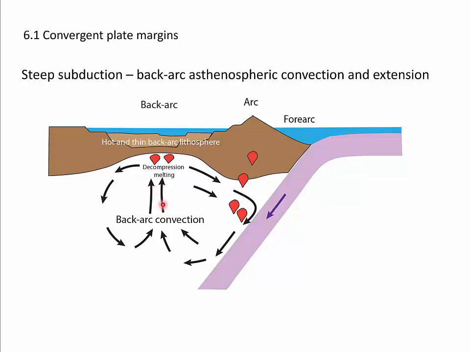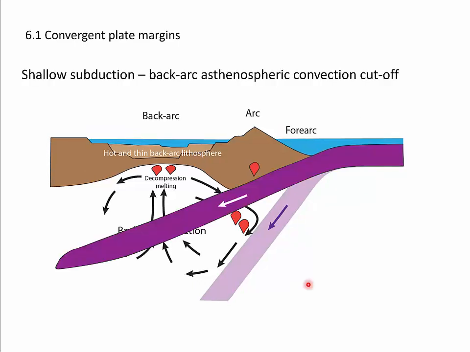If such hot asthenospheric material rises, decompression melting will form fresh plutonic rocks. We will have a very substantial heat input in the overlying lithosphere, in this case a continental back arc, and that will thin out the back arc and lead to back arc extension, simply in consequence of the convection that is happening in the asthenosphere underneath.